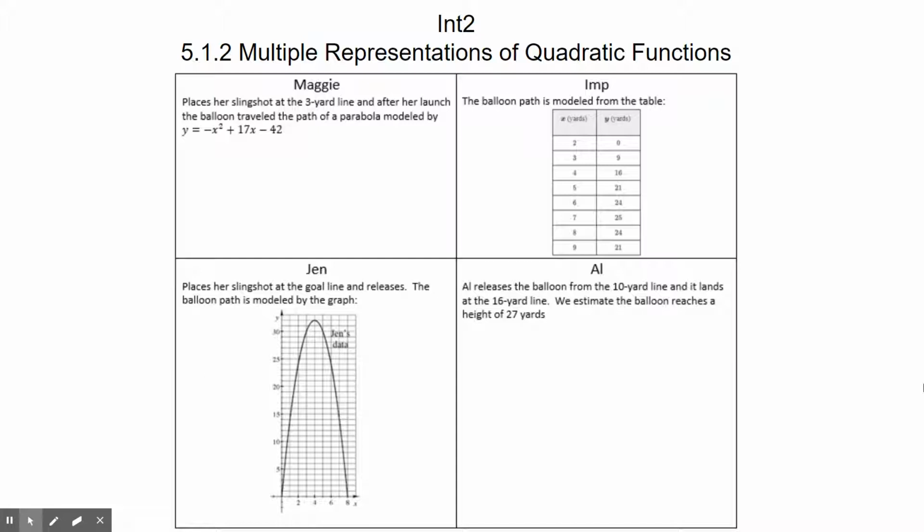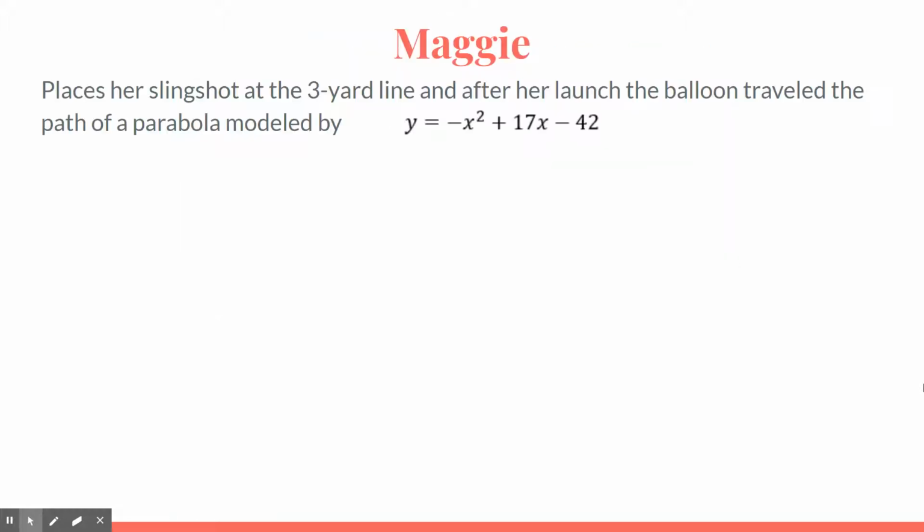So we've got Maggie, Imp, Jin, and Al, 4 different participants here. And then we're going to go through and take a look at each one of their water balloon tosses and just kind of compare some information.